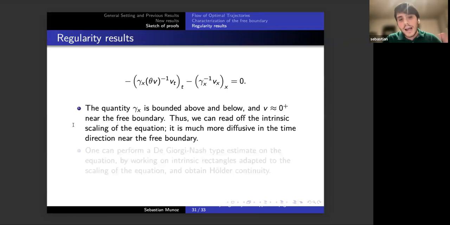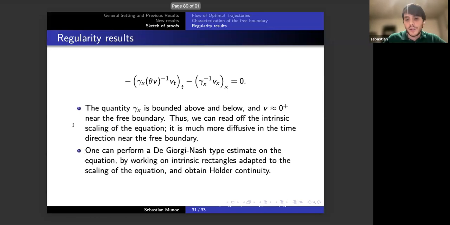And from this analysis, we can do the De Giorgi-Nash type estimate on this equation, but instead of doing it on the usual balls or rectangles, we have to do it on so-called intrinsic rectangles that are adapted to the scaling of the equation, given by this observation I just made. So this observation tells us what is the scaling of the equation and how to define the intrinsic rectangles on which we can do the De Giorgi-Nash.